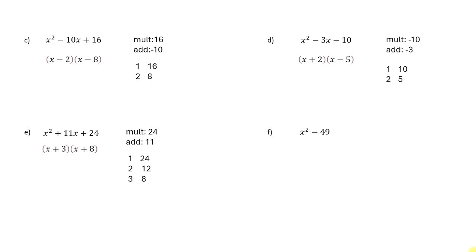And question F, hopefully by this point you're able to recognize that this is a difference of squares. We can take the square root of x squared. We can take the square root of 49. And these two terms are separated by a subtraction sign. So we can say, using the difference of squares, x plus 7, x minus 7.